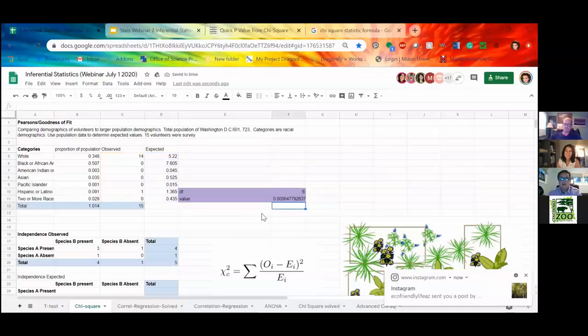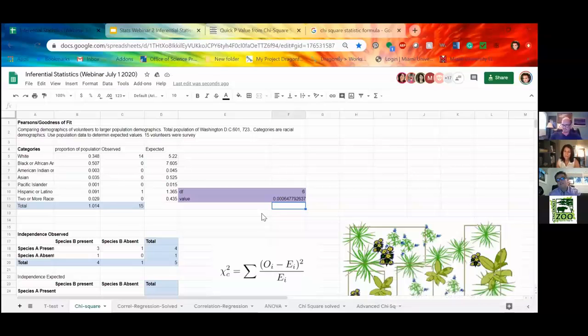So you can see my p-value is 0.0006477. So obviously that was significant, and just doing that sensibility check, my observed values were really different from my expected values. We're expecting that to be significant. So from this, I could say, okay, our volunteer base at Lights Out DC does not represent the larger population of Washington, DC. And then we were able to move forward and have some discussions about that.